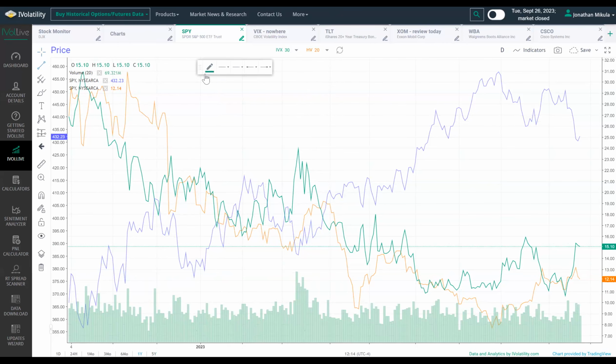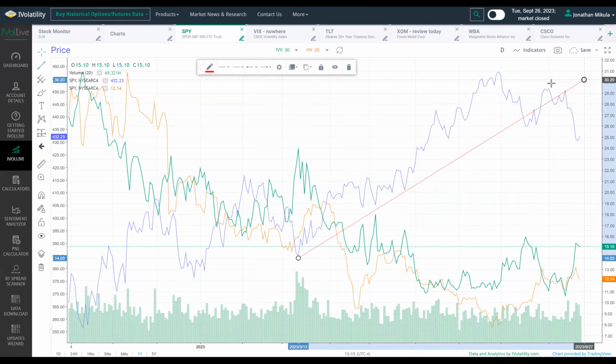Here's a good example of what you can do from this charting view within the IVolLive stock monitor. You can draw trend lines, right? So here was our uptrend over the past year. Other things you can do to these lines is you can bulk them up, send them to the gym. You can also put arrows in.